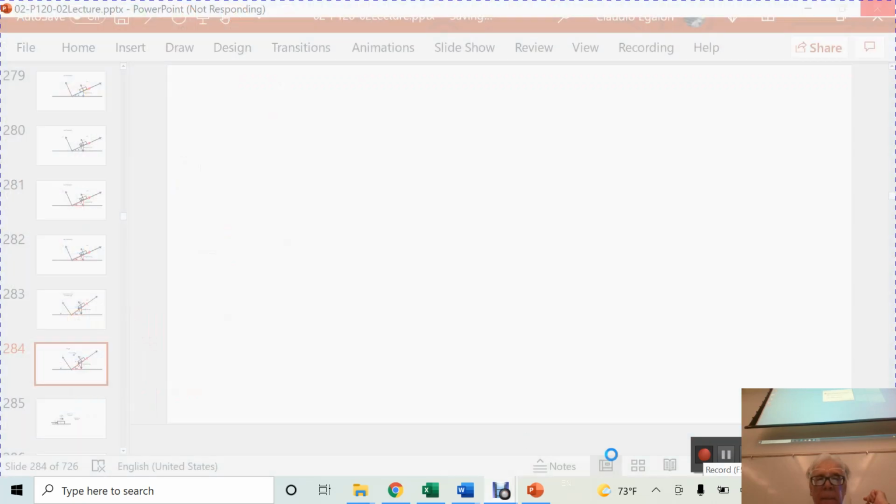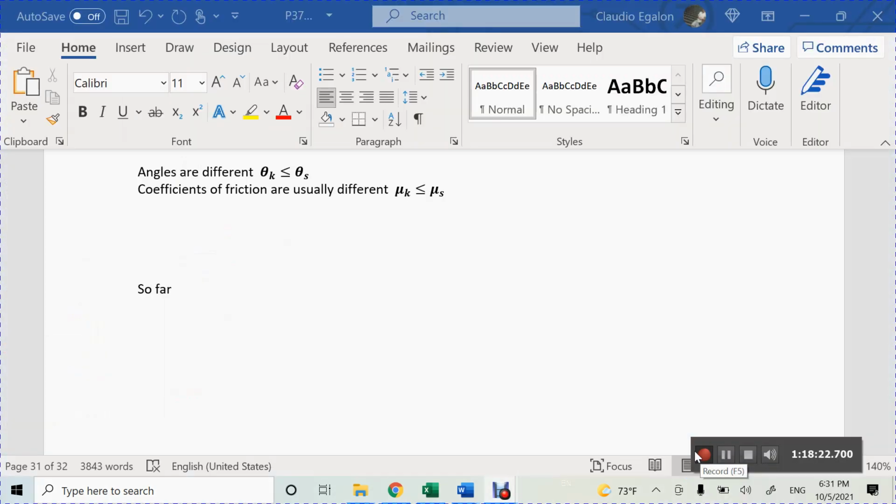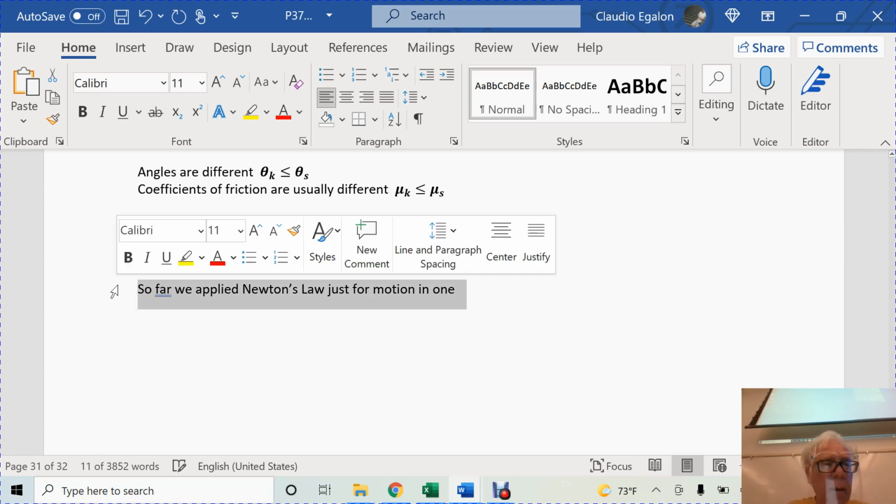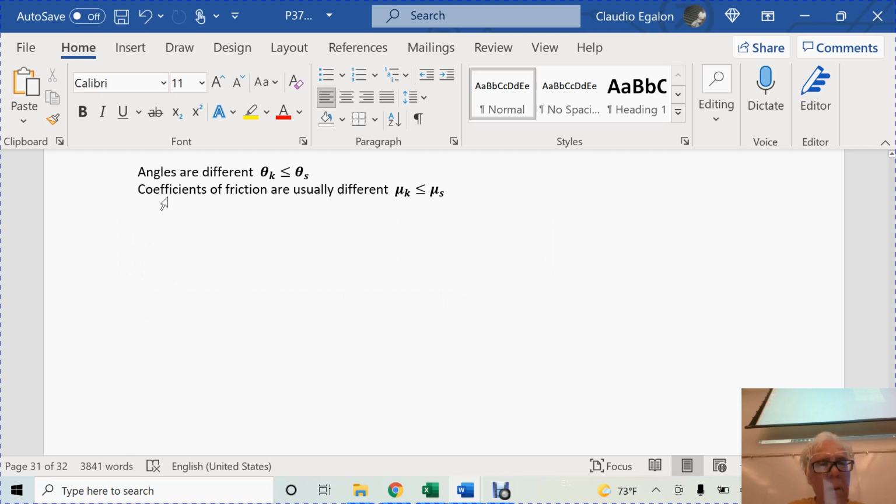Let me pause momentarily, okay? Here you go. So far, we applied Newton's law just for motion in one dimension. Okay, now in chapter 6, we will apply Newton's law for circular motion.